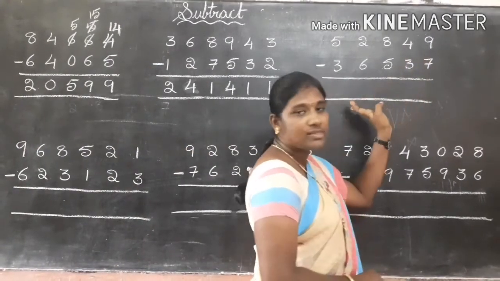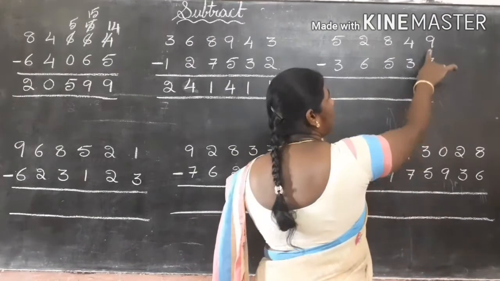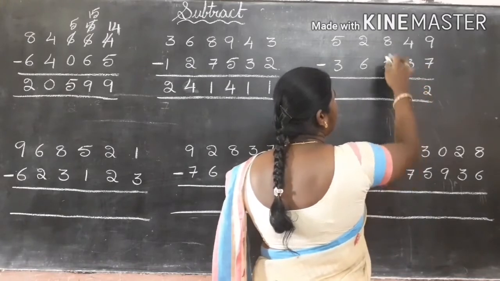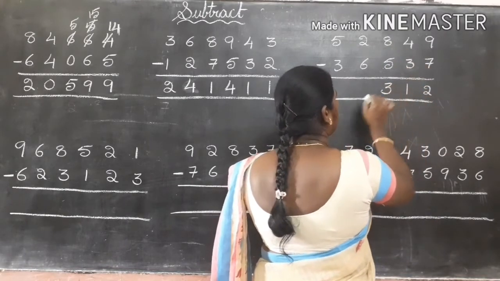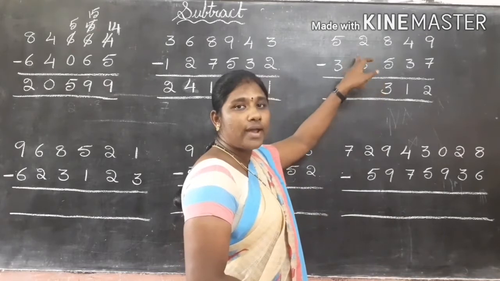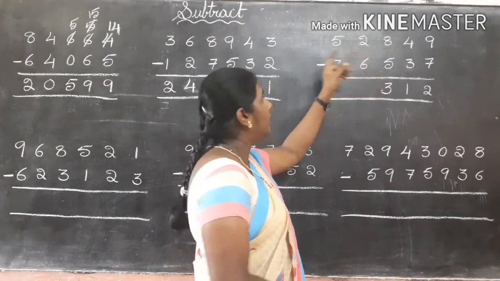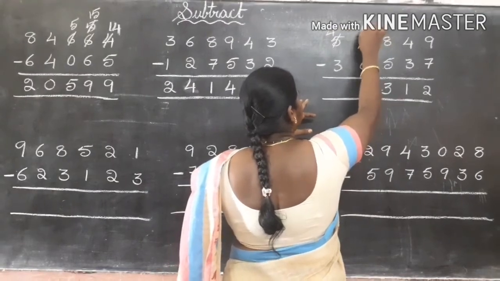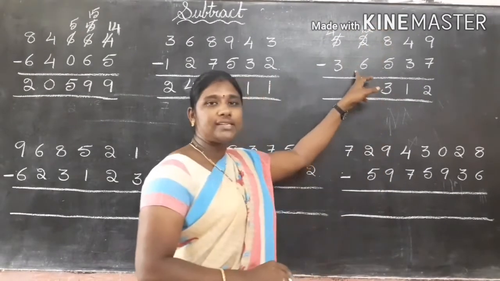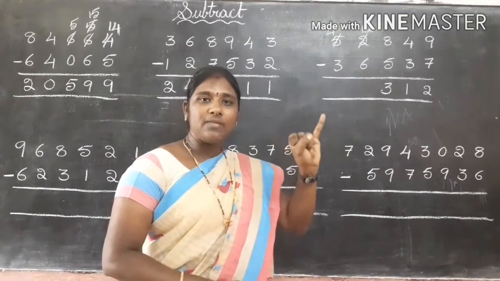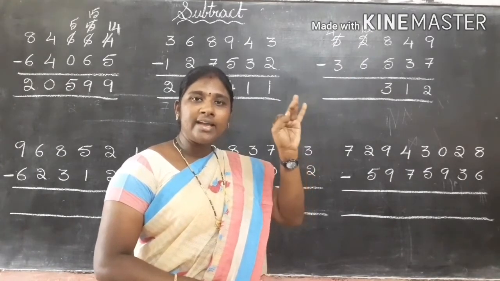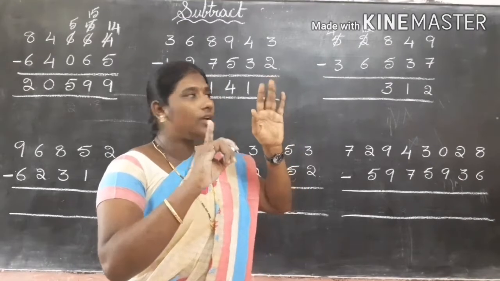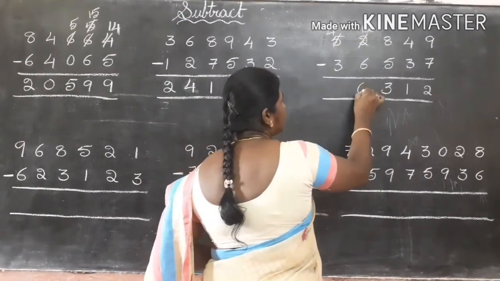It is also a 5-digit number subtraction. 9 minus 7, 2. 4 minus 3, 1. 8 minus 5, 3. Here 2 minus 6. Is 2 minus 6 possible? No. Then we have to take the borrow. It is 4 here. It is 10 plus 2, 12. 12 minus 6. So 6 after, up to 12. 7, 8, 9, 10, 11, 12. So how many fingers? 6. So the answer is 6.